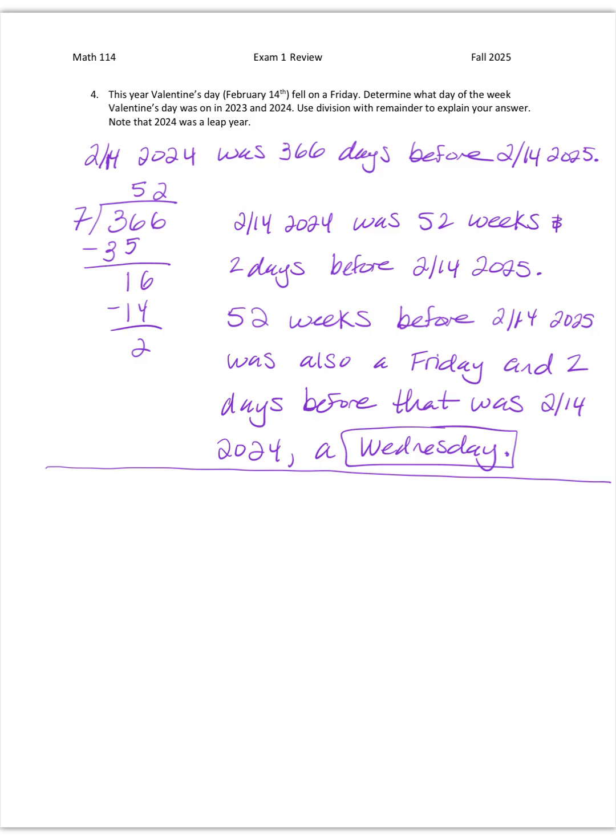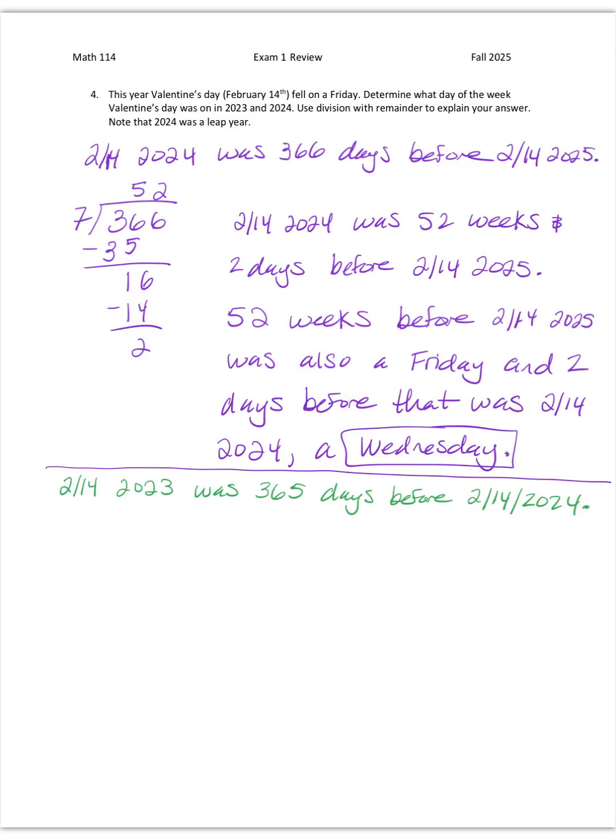Okay, we're just going to repeat this process to find out when Valentine's Day was in 2023. Okay, so I'm just going to start by writing the same thing. So February 14th, 2023 was actually 365 days before February 14th, 2024. Okay, because there's no leap year in between those two dates. From February 14th, 2023 to February 14th, 2024, there's no February 29th in there. There's no leap year. So there's 365 days.